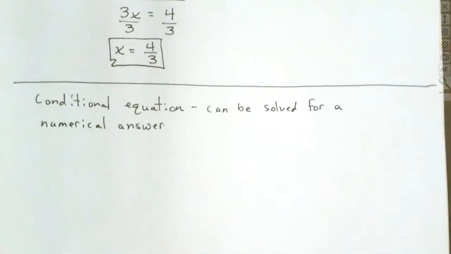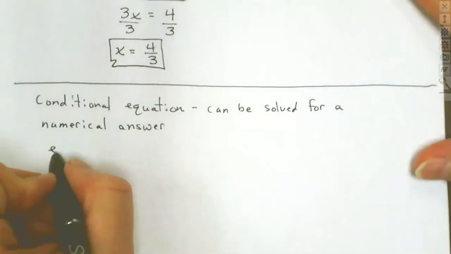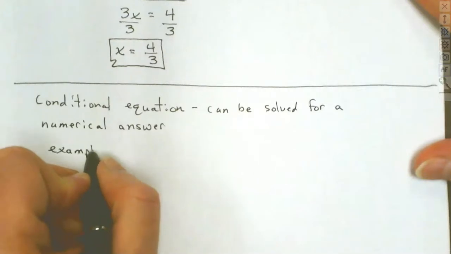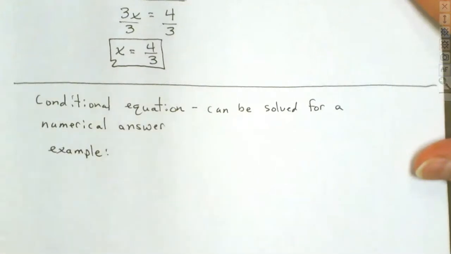The last one that we did was a conditional equation. And let's take a moment to think about conditional. Okay, conditional means there's a condition that makes it work. So a number that makes it work. So that's why we call it conditional. So in our last equation, that 4/3 was a solution. That was a conditional equation because we have a solution. We have a number that makes it true. So here's an example of another conditional equation.